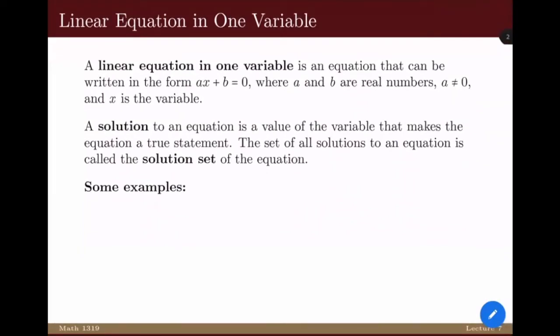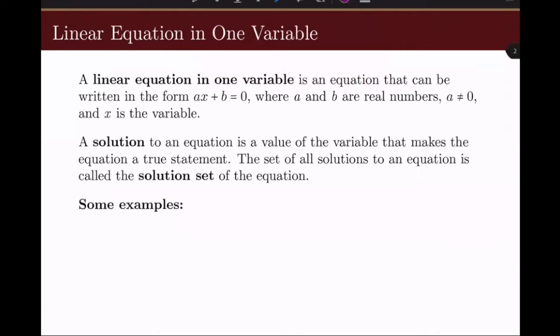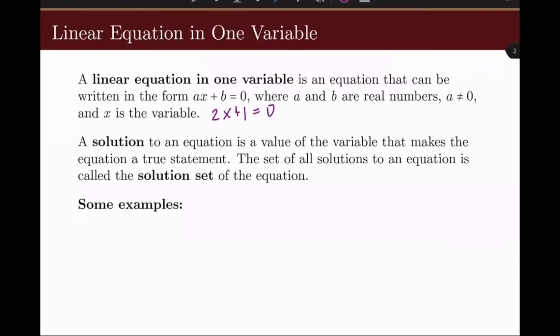A linear equation in one variable is an equation that can be written in the form ax plus b equals 0, where a and b are real numbers, a is non-zero, and x is the variable. So all that's saying is you have 2x plus 1 equals 0. The 2 would be the a, the 1 would be the b. So all it's saying is that a and b are numbers, and it has some x, which is an unknown variable.